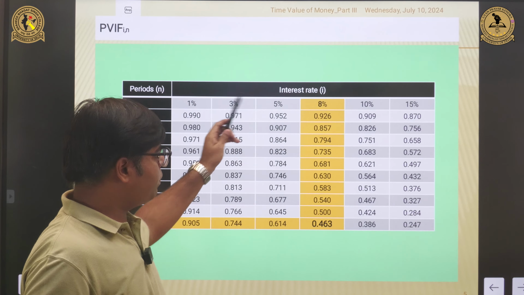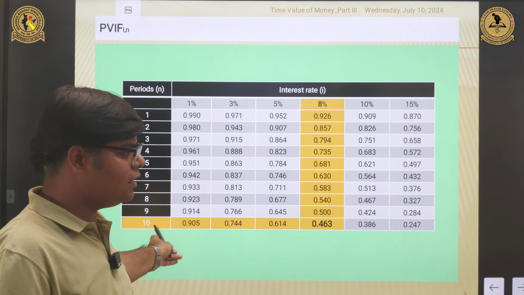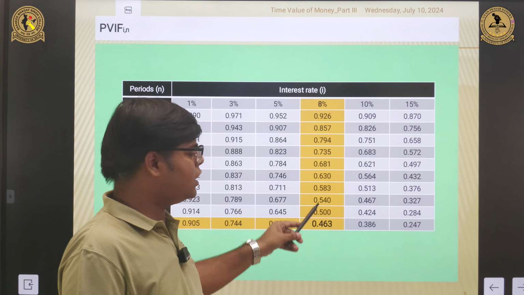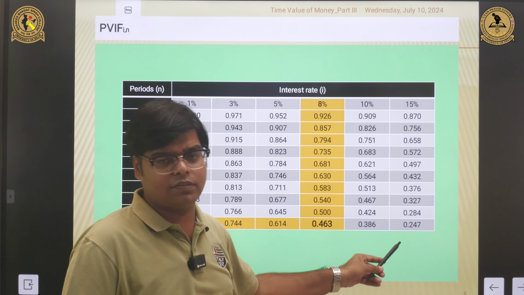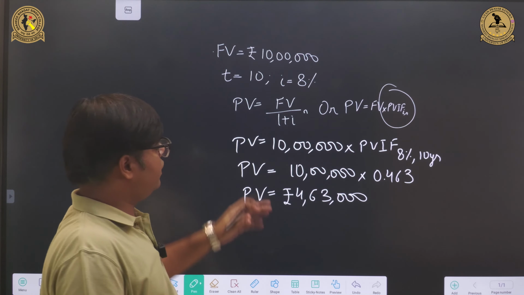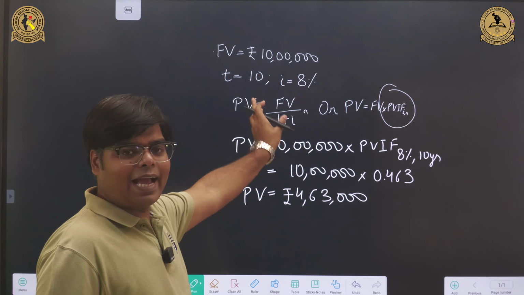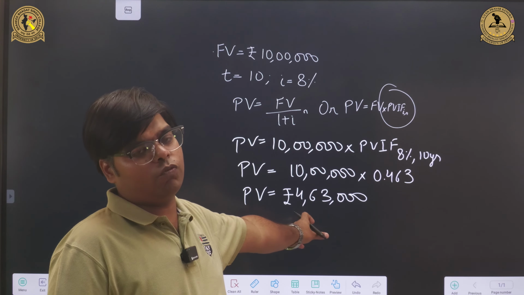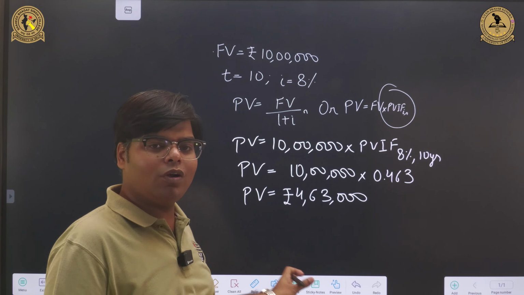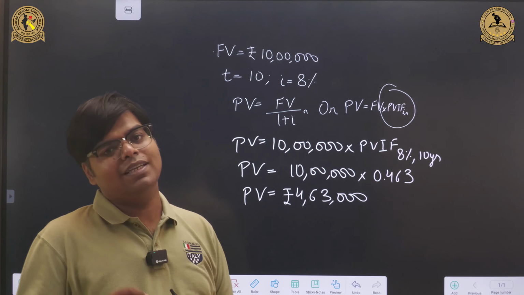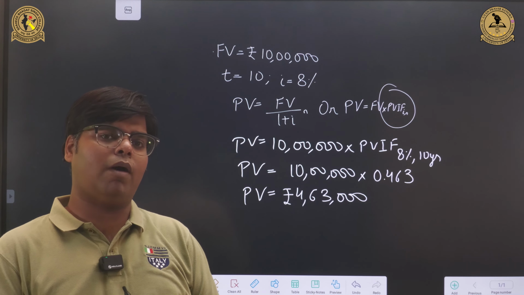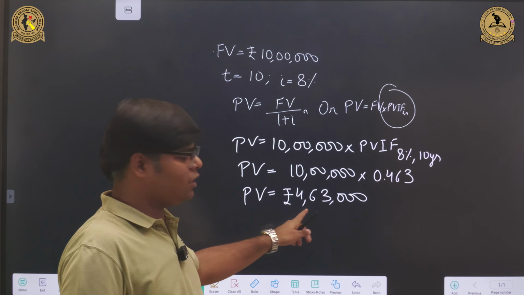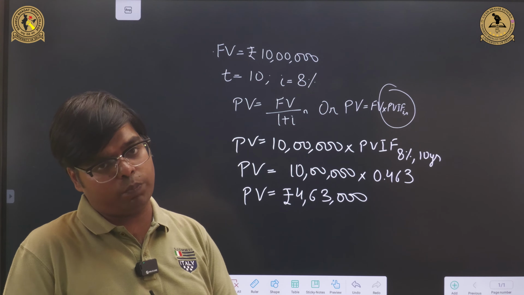It means that rupee 1 received after 10 years at a discount rate of 8% per annum is now worth only rupees 0.463. So in my illustration where the future value is rupees 10 lakh, the time period is 10 years and the interest rate is 8%, the present value of future cash flows comes out to be 4,63,000. It means that in order to achieve an accumulation amount of rupees 10 lakh at the end of the 10th year, I must invest rupees 4,63,000 as of now.